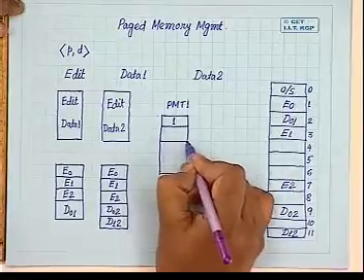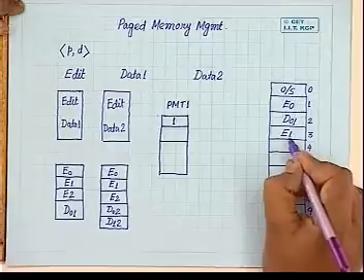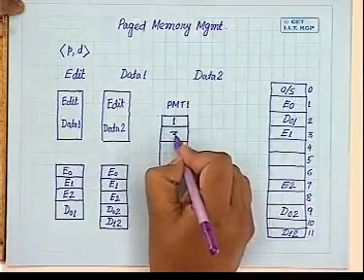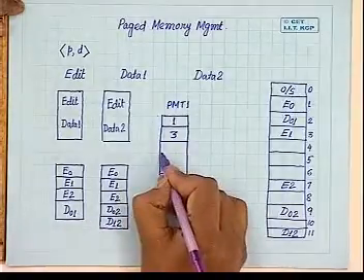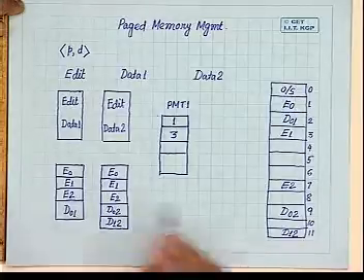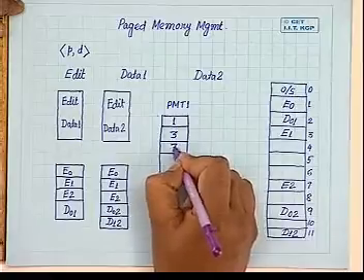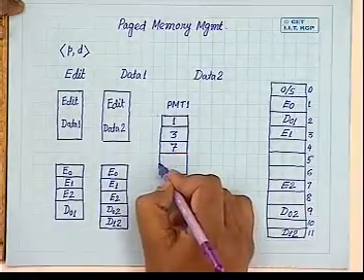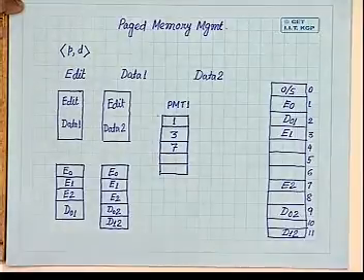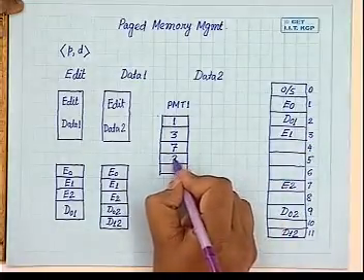The second entry will contain the frame number where E1 is loaded. In this case E1 is loaded in frame number 3, so the second entry will contain frame number 3. Similarly, the third entry will contain the frame number where E2 is loaded. E2 is loaded in frame number 7, so this entry will be frame number 7. The next entry will be the frame number where D01 is loaded. D01 is loaded in frame number 2, so here the entry will be frame number 2.